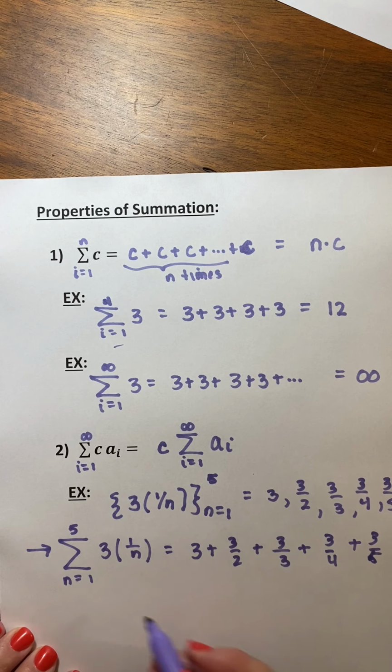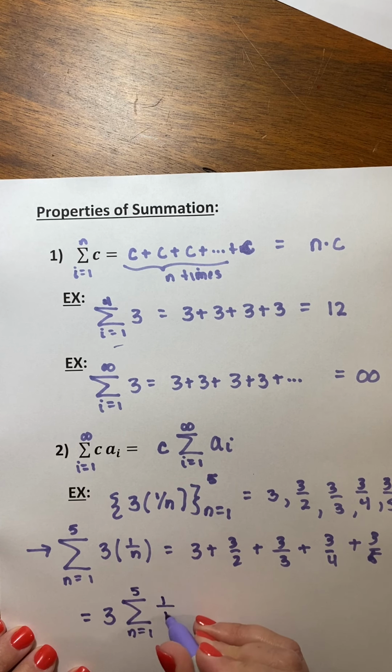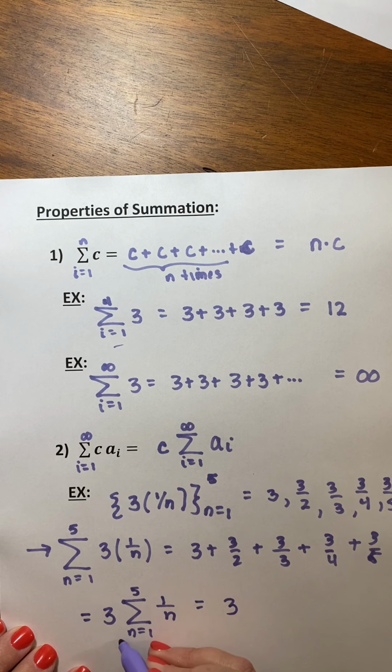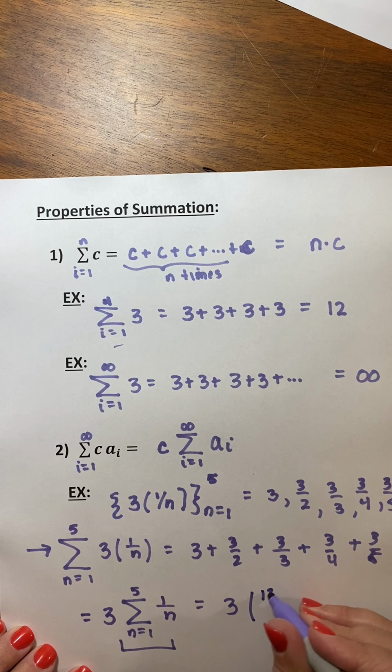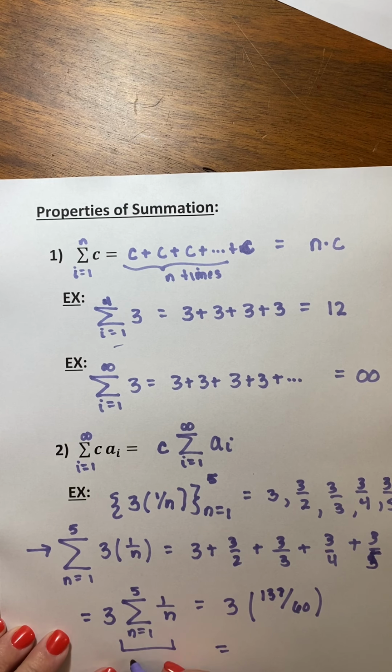We could add that up, or we could keep in mind that we can take that constant 3 out, and look at the sum from n equals 1 to 5 of 1 over n. But we already found this sum on a previous page; it was 137 over 60. So if we add this up on our calculator, we get the same value as if we pull the 3 out, use the value 137 over 60 from a previous example, and 3 times 137 over 60 is 137 over 20.